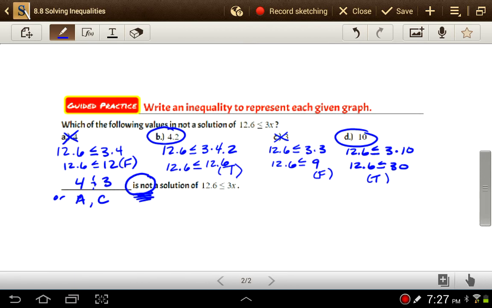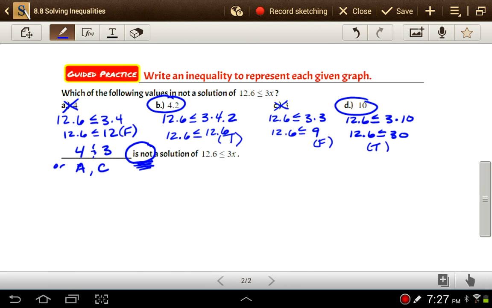Okay, hopefully you've already discussed your answers with your partners. So now here are the answers. Go ahead and check them. I already have the work out there, but please check your work to make sure it's true. So the first one, I substitute 4 in for x, and I get 3 times 4 is 12. Is 12.6 less than or equal to 12? No, it is more than, so that is a false statement.